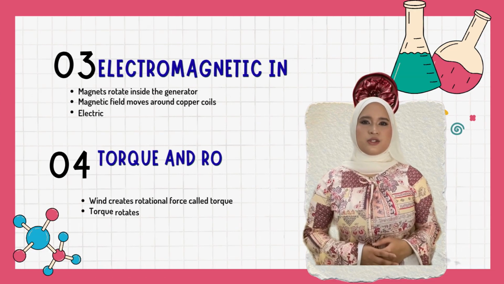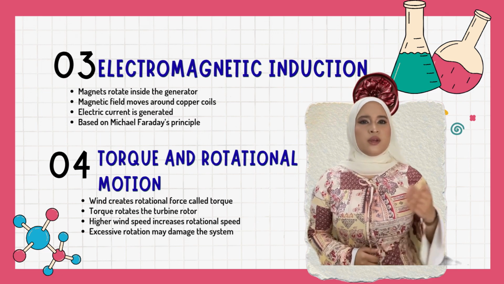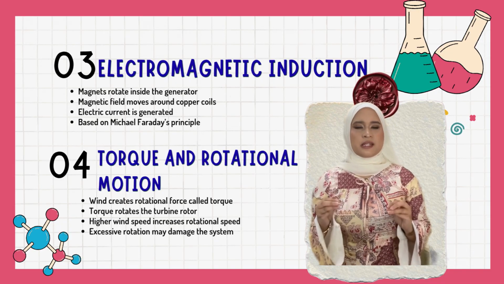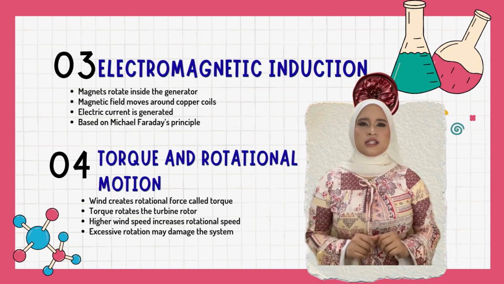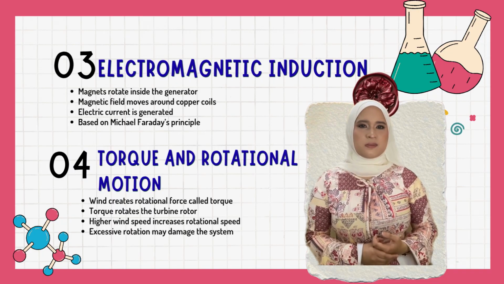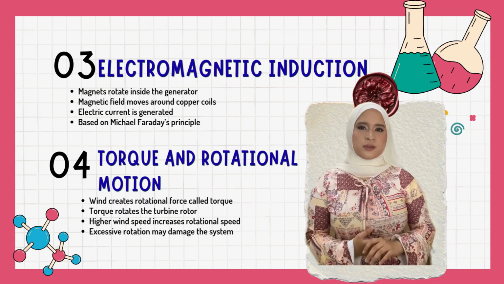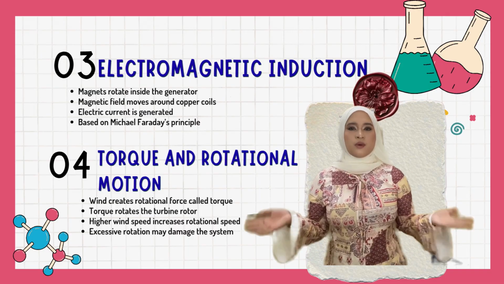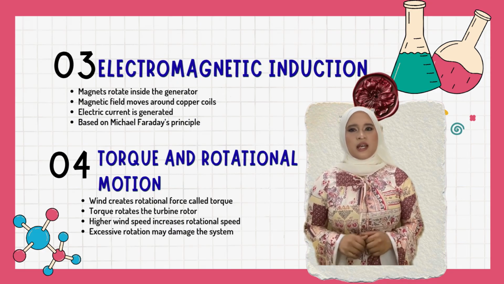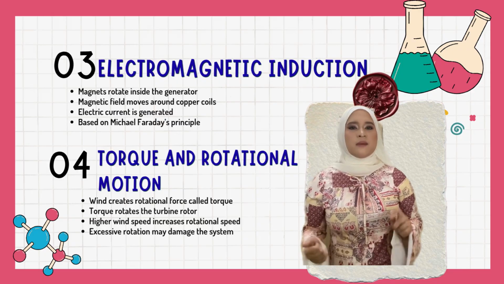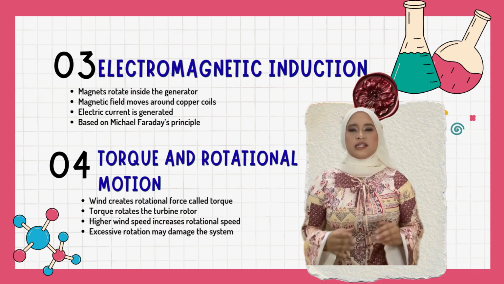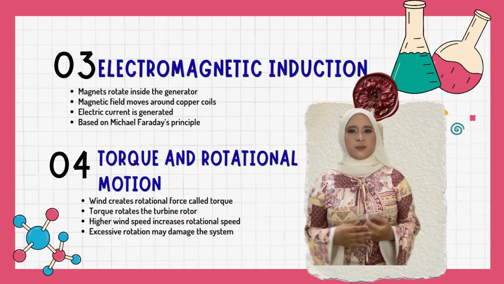Therefore, efficiency control systems are very important. Wind turbines are designed to operate within an optimum wind speed range. If the wind speed is too low, very little electricity is generated. If the wind speed becomes too strong, automatic control systems and brakes will slow down or stop the turbine to prevent damage. Modern wind turbines are also equipped with sensors and computerized monitoring systems that continuously measure wind speed, blade motion, temperature, and system performance in real time. This helps ensure safe and efficient operation.